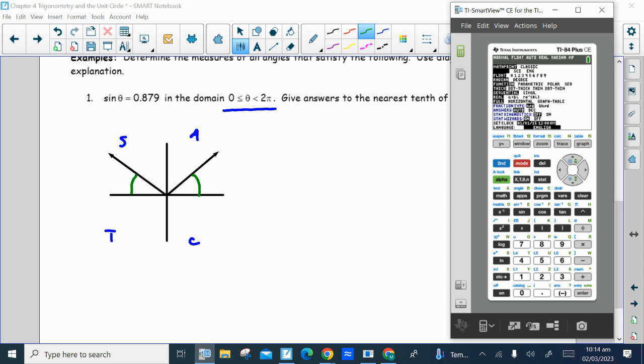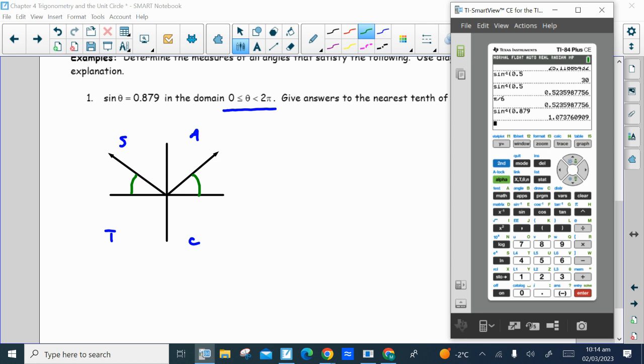We're going to make sure we are in radian mode because that's what mode we need to be in to get answers between 0 and 2 pi. And then we're going to find out what the reference angle is by going second function sine of 0.879.